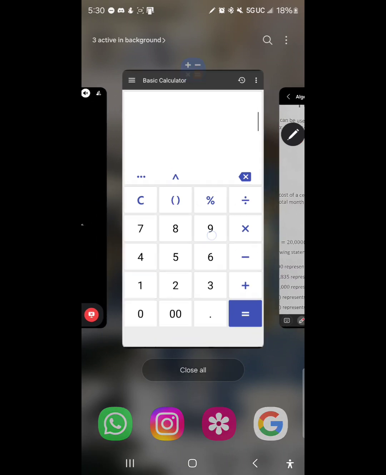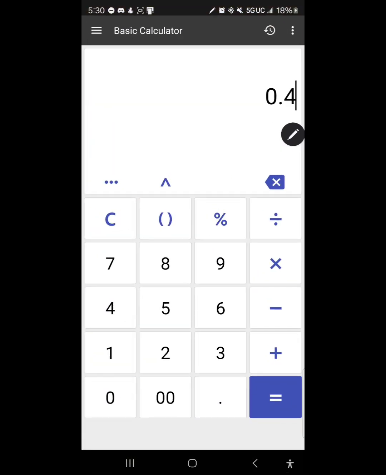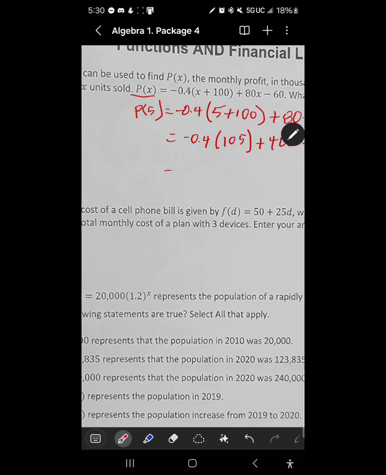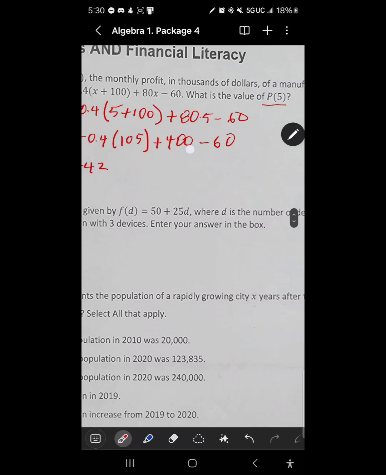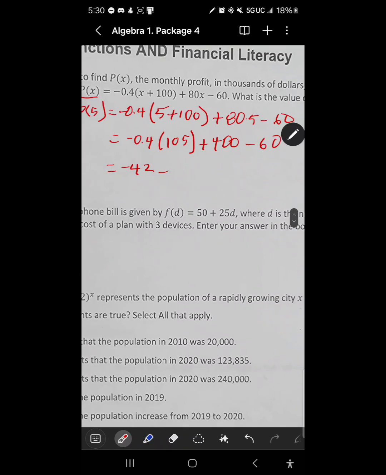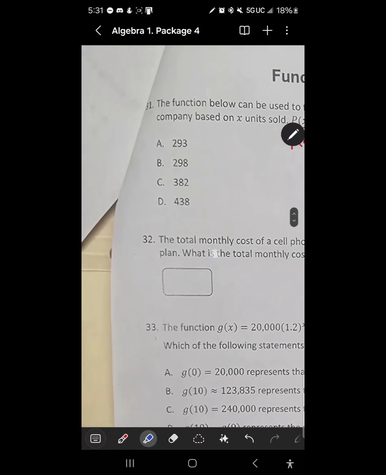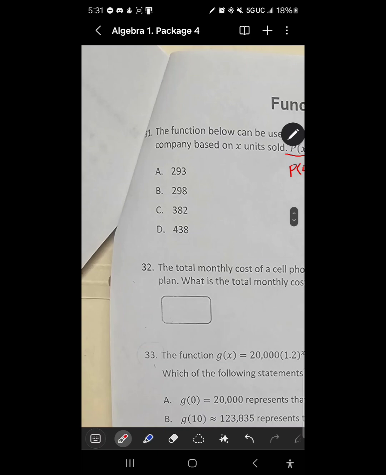Now, 0.4 times 105, so 0.4 times 105. That's 42, but since we have negative and this is positive, it will be negative 42. And then 400 minus 60 is 340, so plus 340. And then 340 minus 42 is just 298. And this is our answer. And here we have it.